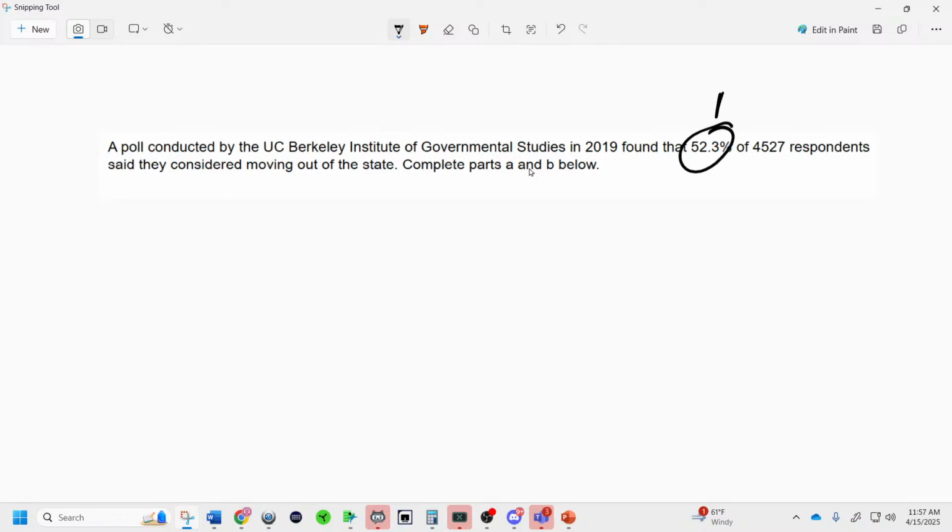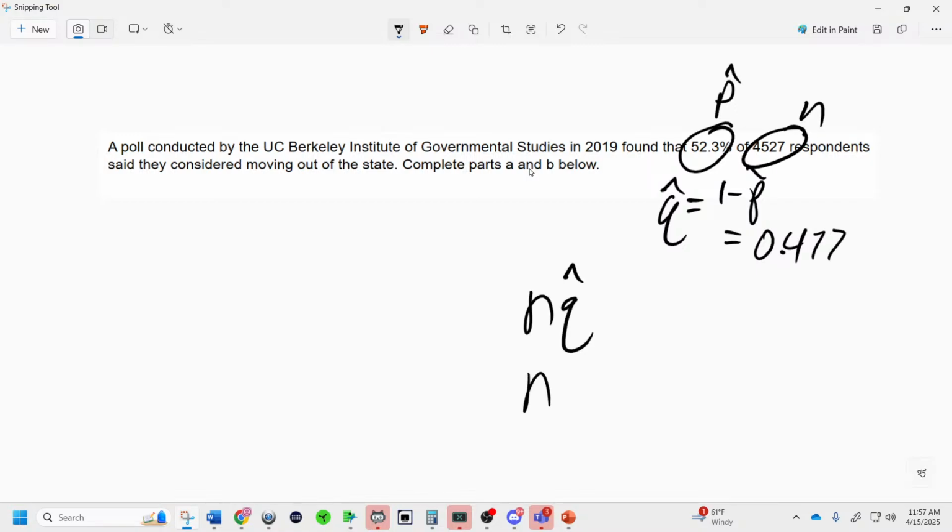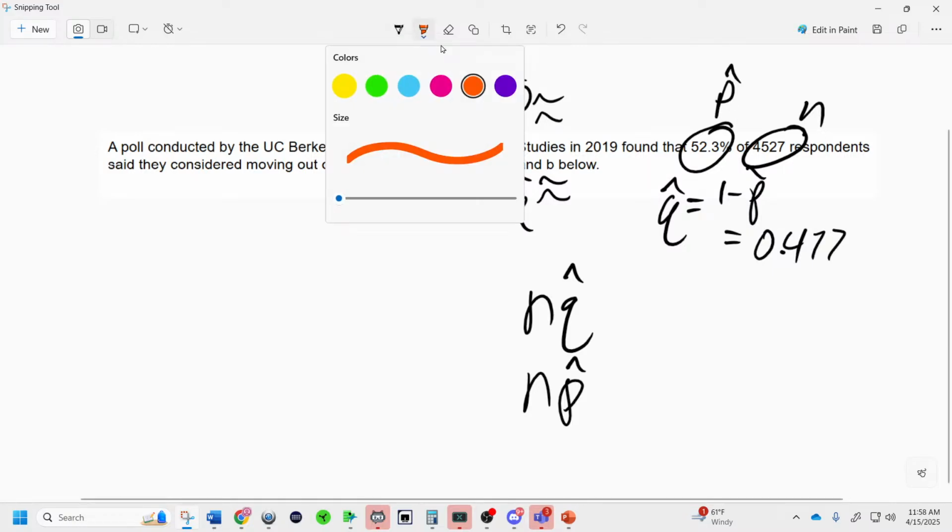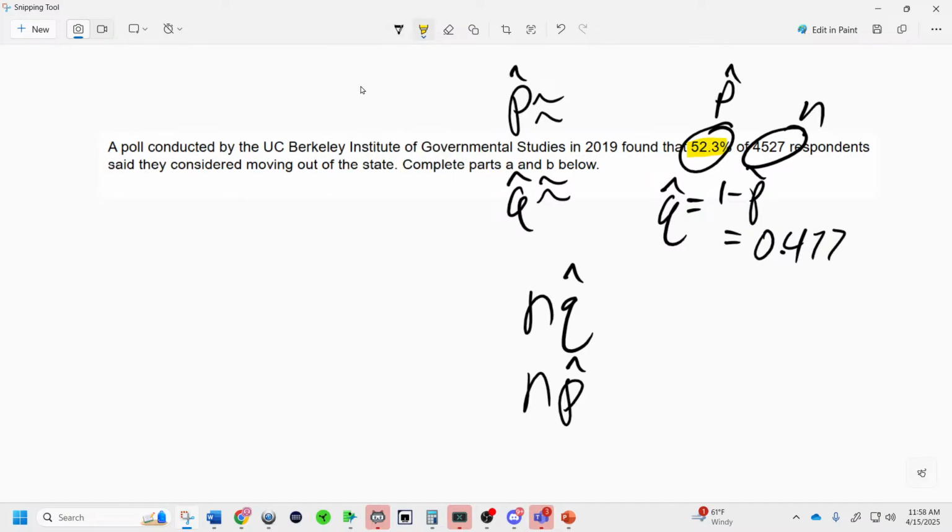So this would be p-hat right here, and then q-hat is equal to 1 minus p-hat, which is equal to 0.477. And then this is n, so n q-hat, n p-hat. What are p-hat and q-hat about equal to? Just do a hard round on them. They're basically about equal to what? Because then we're getting 4,527.